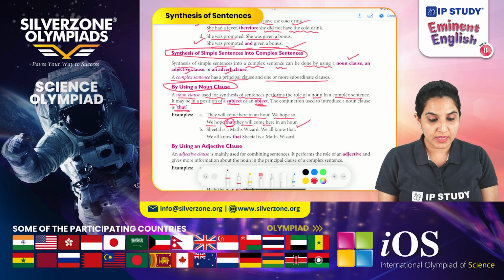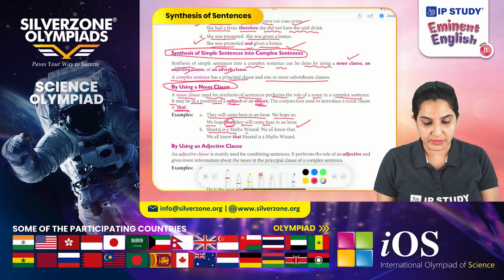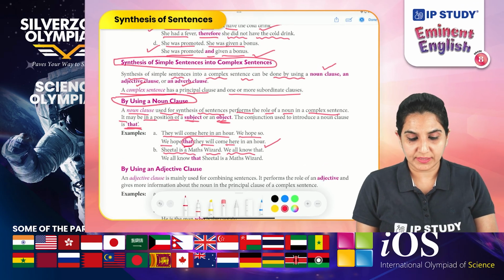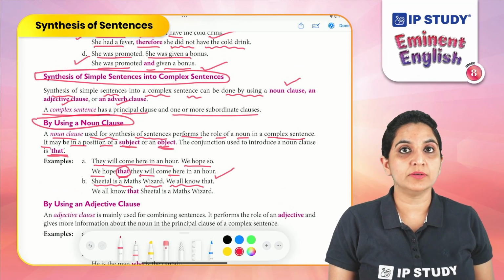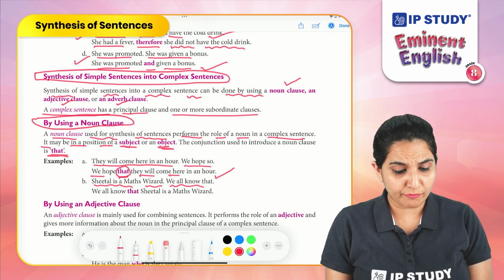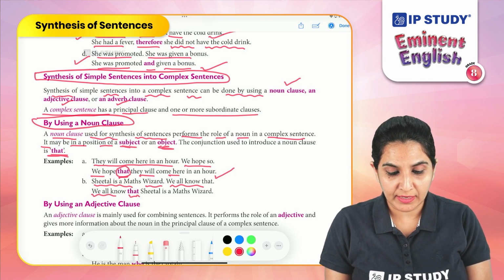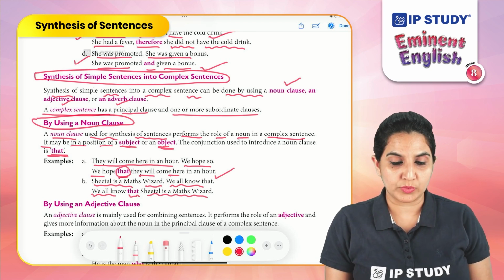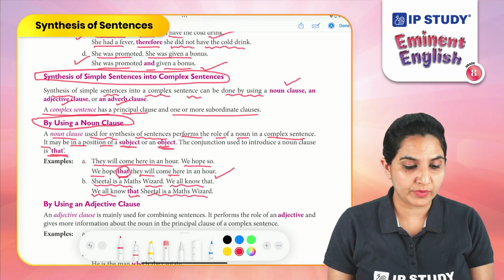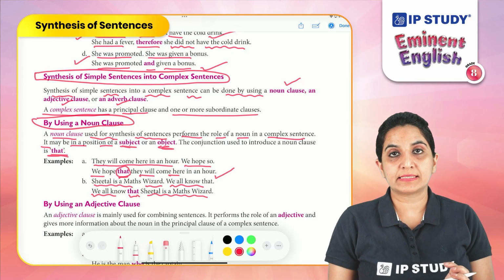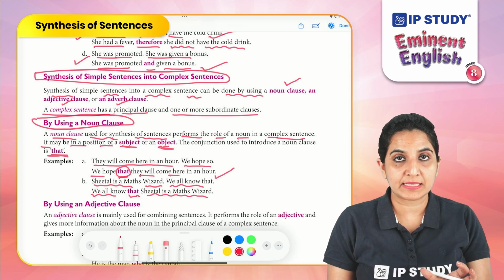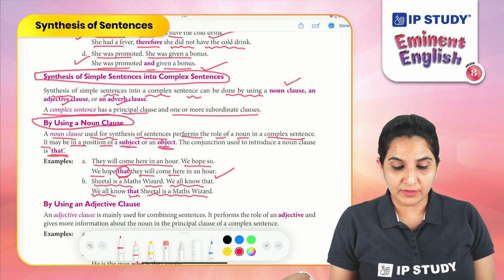Next sentence. Sheetal is a maths wizard. We all know that. Now again, the other clause is dependent on the main clause. We all know that Sheetal is a maths wizard. Now this is how we combine the sentences. We've done the synthesis of sentence by using a noun clause.